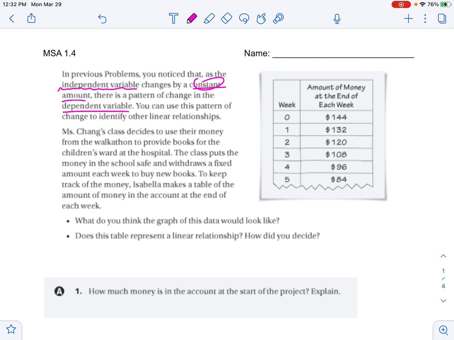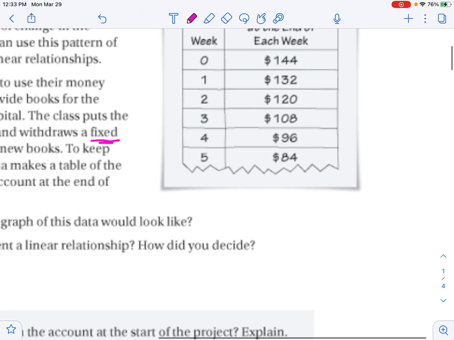So Mrs. Chang's class, they're using their money from the walkathon they just did to provide books for the children's ward at the hospital. The class puts the money in a school safe and withdraws a fixed amount, okay? So this is like a nice set amount each week to buy new books. To keep track of the money, Isabel makes a table of the amount of money that's left in the account each week. So what do you think the graph of this data would look like? When you look at this data, if we plotted it, what would it look like?